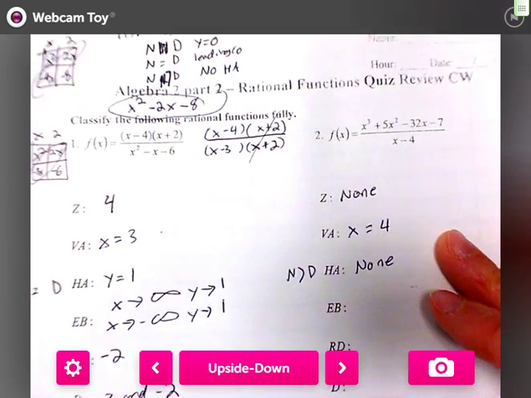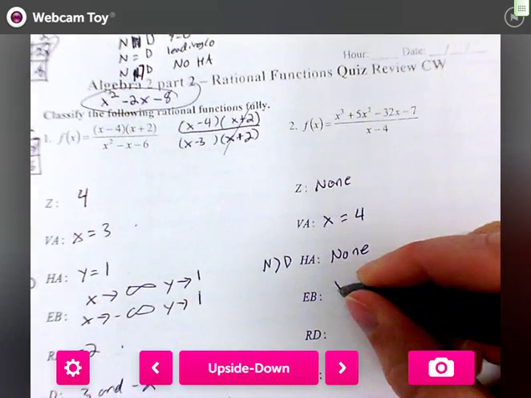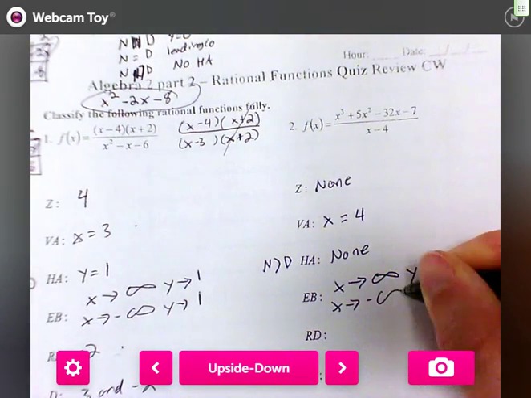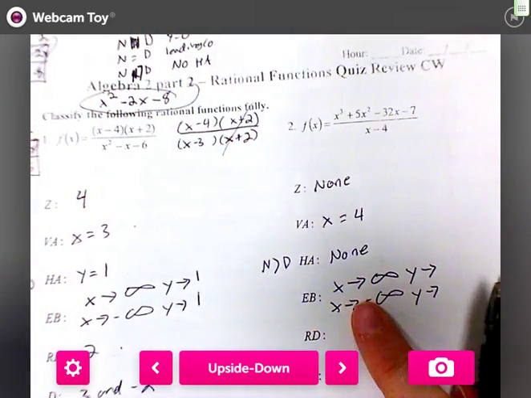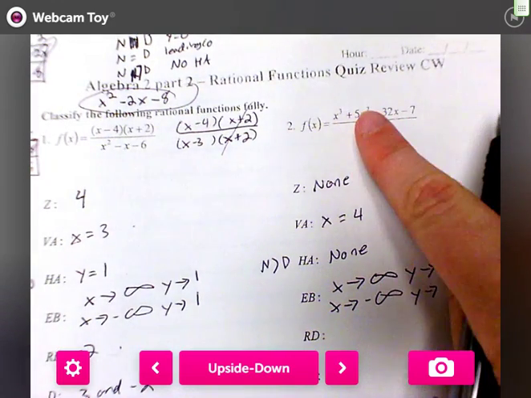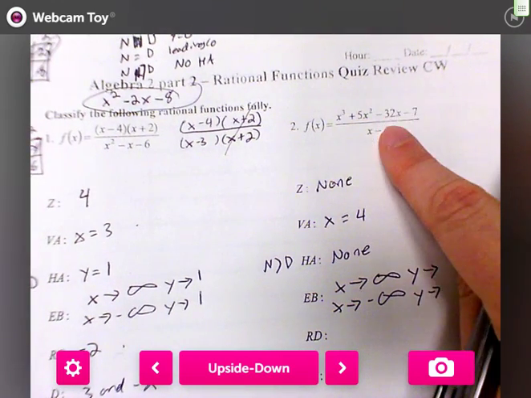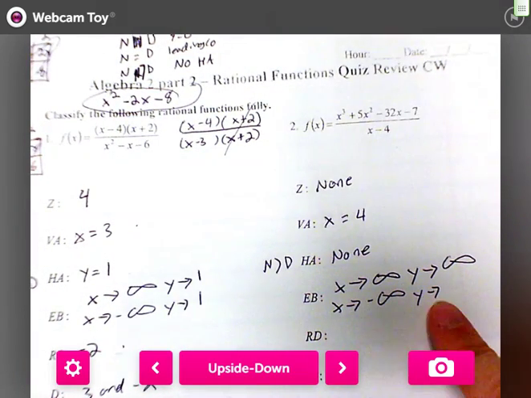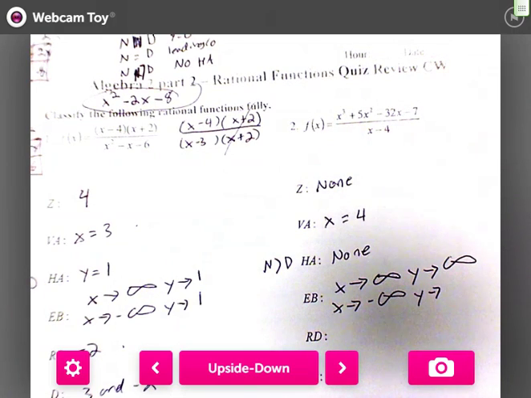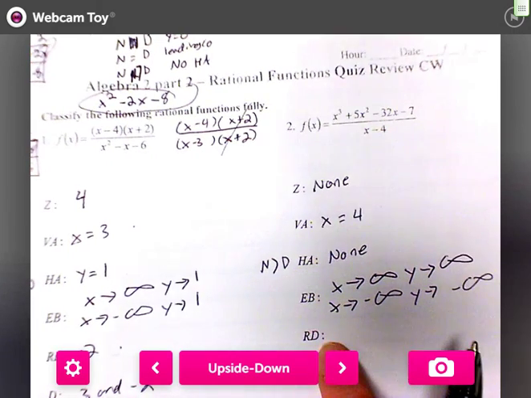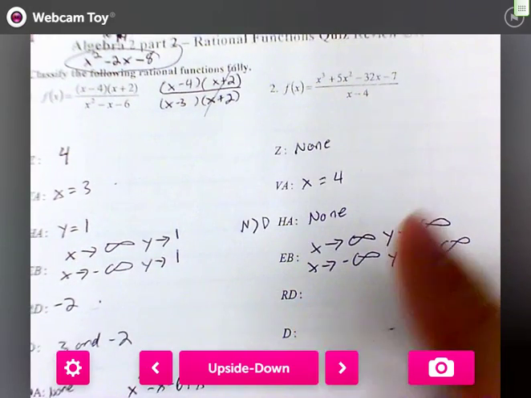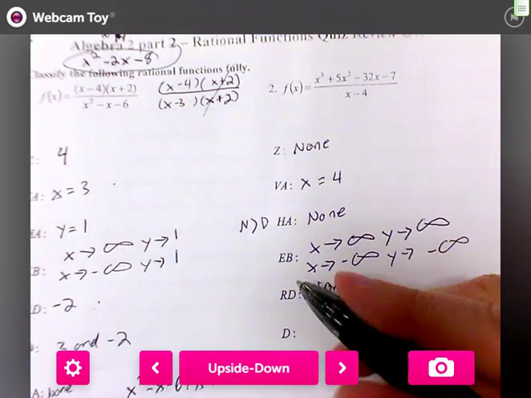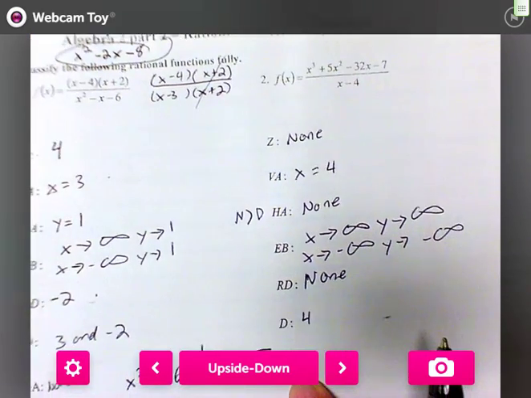Okay. End behavior. As x is approaching infinity, what's y approaching? As x is approaching negative infinity, what's y approaching? Okay. So as x gets bigger and bigger and bigger, what is this going to be approaching? Infinity. And as x is approaching negative infinity, what's y approaching? Negative infinity. Is there any removable discontinuity? None. And what's my discontinuity? 4. Okay, now I have to do my oblique asymptote.